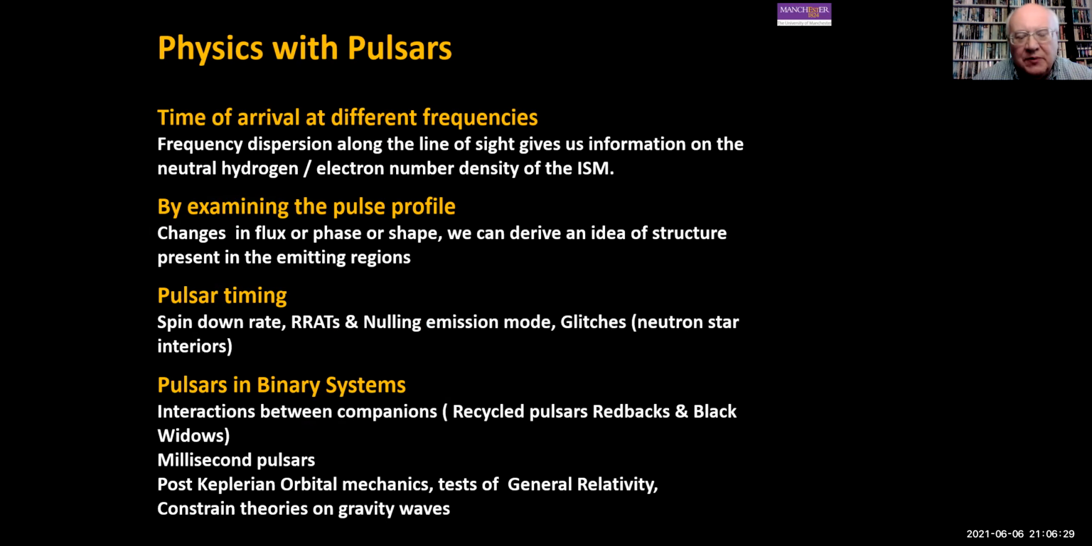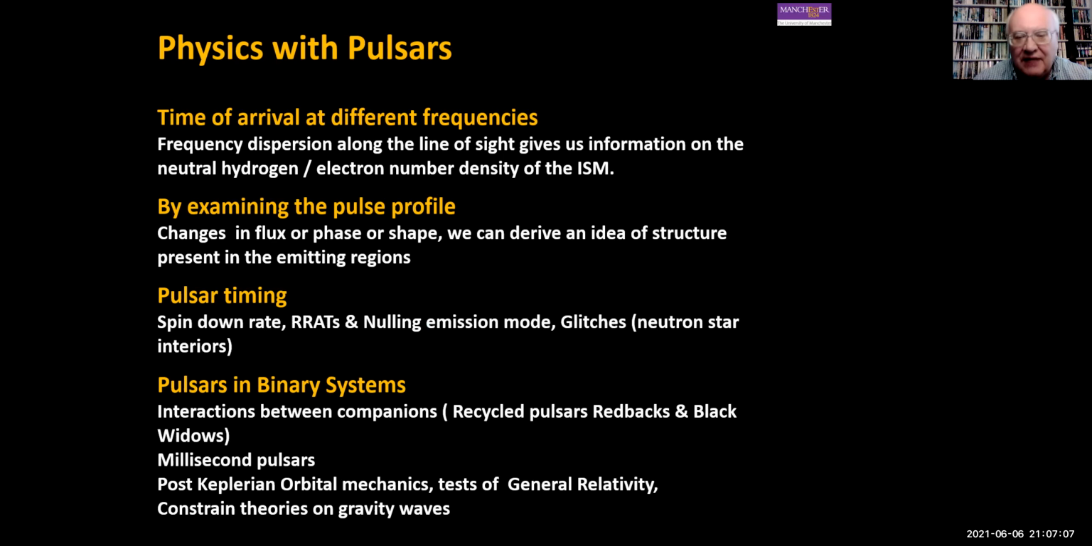The physics we can do with pulsars, what makes them so interesting, is that they interact with their environment. So by looking at the time of arrival of a pulse signal at different frequencies, we can glean information about the interstellar medium along the line of sight. We talked about dispersion measure again in the previous talk on pulsars. If we look at the pulse profile, it can give us information on the structure present in the emitting regions in the magnetic poles of the pulsar.